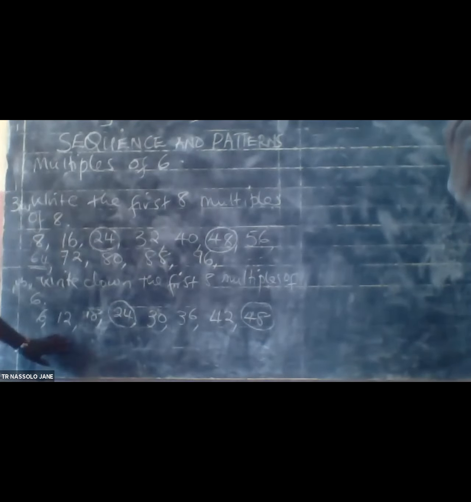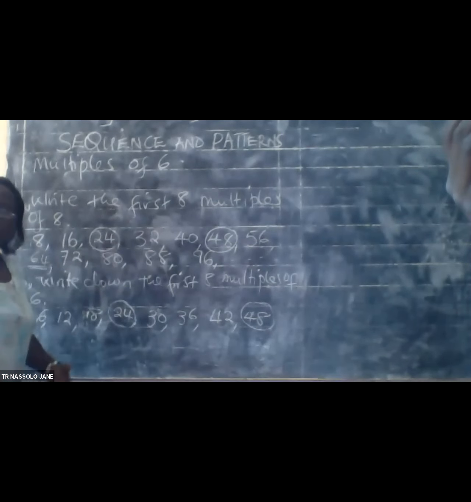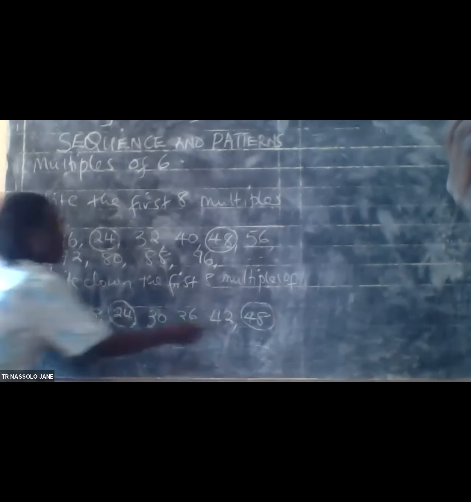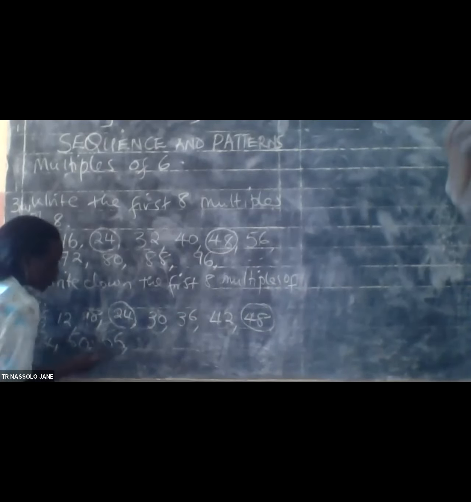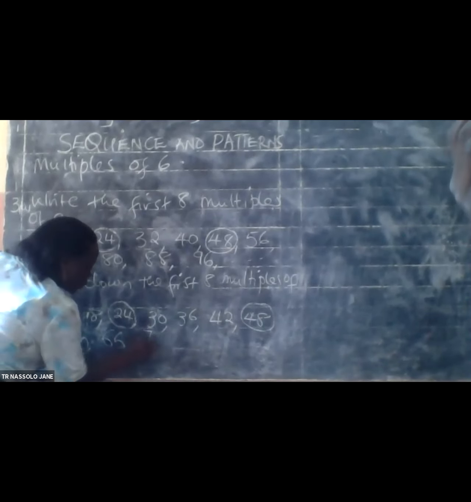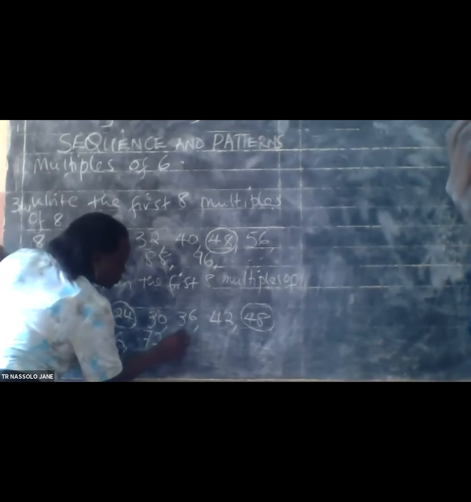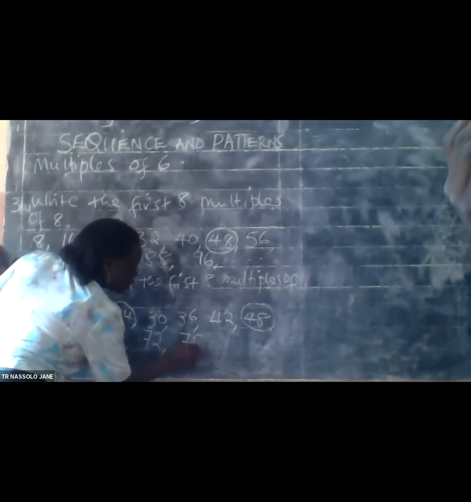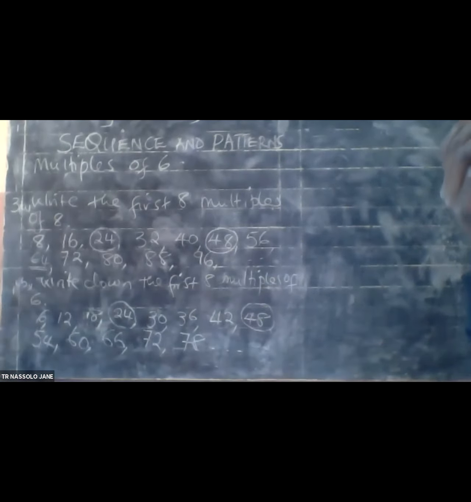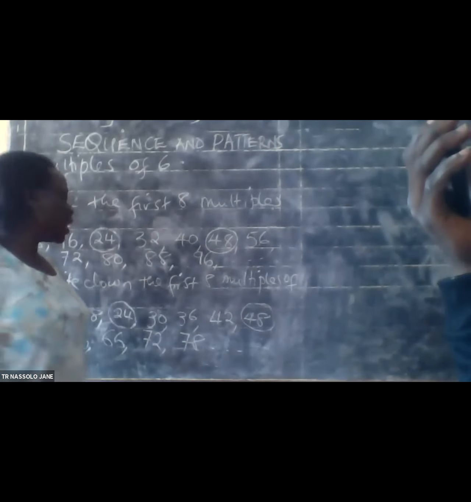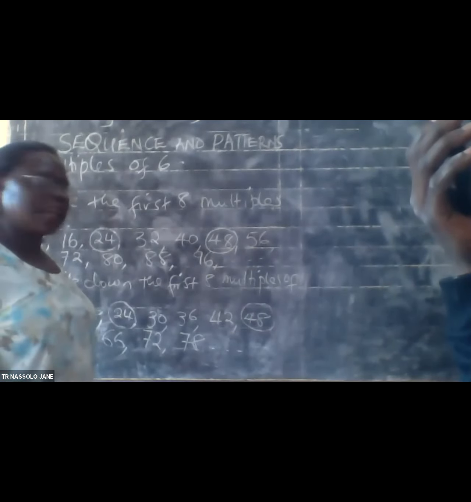Let's try adding some numbers to the list of multiples of 6 and see if we shall find the two common multiples. From 48: 54, 60, 66, 72, 78. So now we will see, do we have the next two common multiples of 6 and 8?